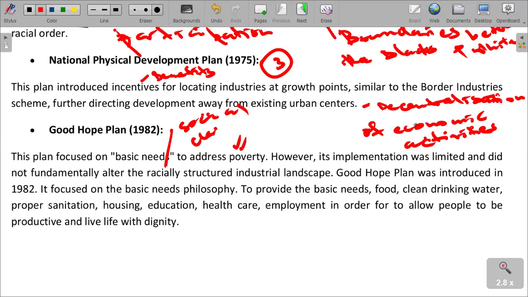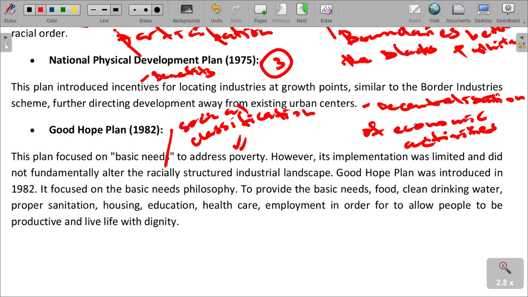Therefore we are saying it was limited and did not fundamentally alter, did not change the racially structured industrial landscape, where the ones who have the capital, the financial muscles, could enter into the industries. So the Good Hope Plan was introduced in 1982.